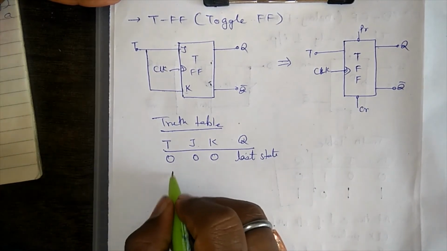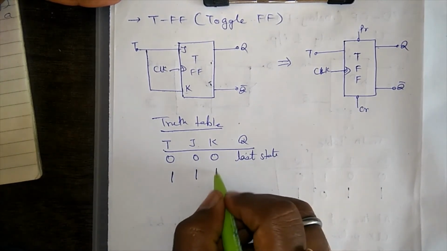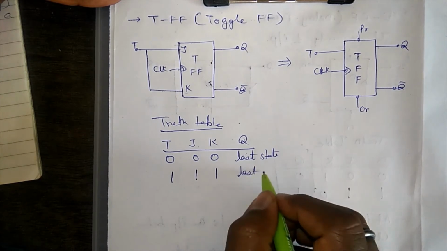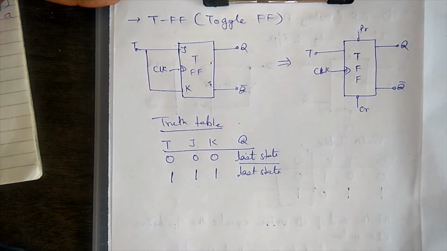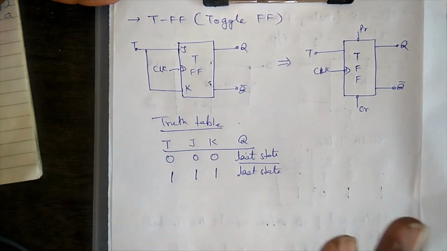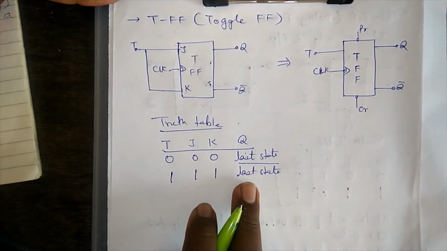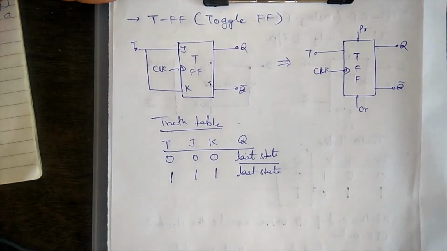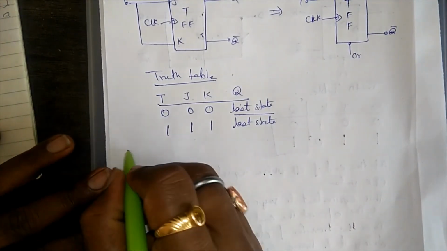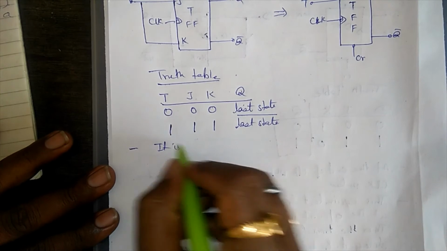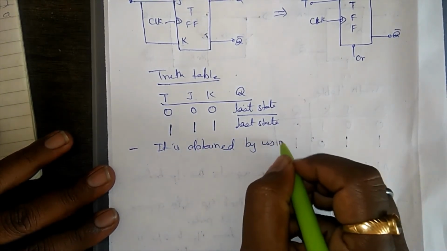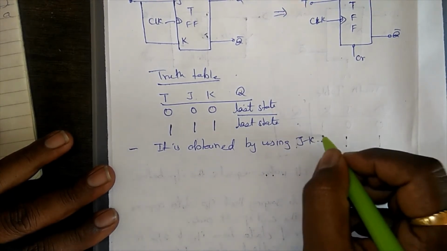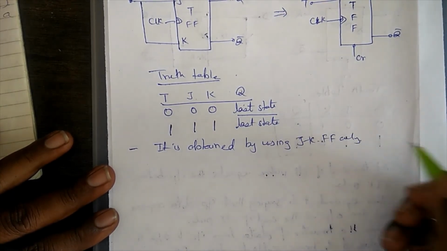When T is 1, J is 1, K is 1, the output is the complement of the last state. Whatever the previous state was, maybe 0 or 1, if you apply T equal to 1, the last state is complemented. It is obtained by using a JK flip-flop only.